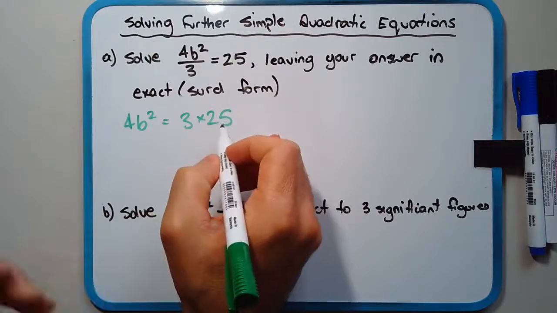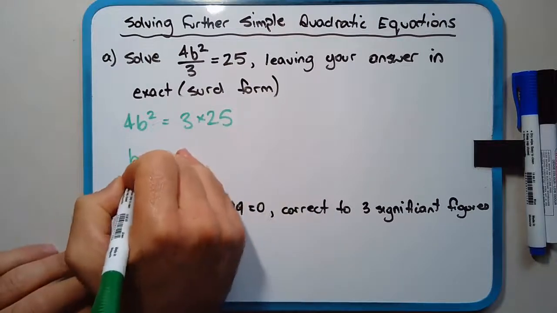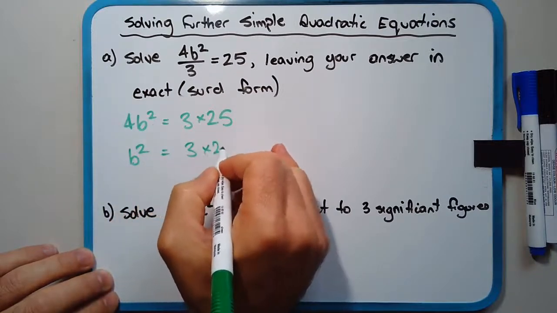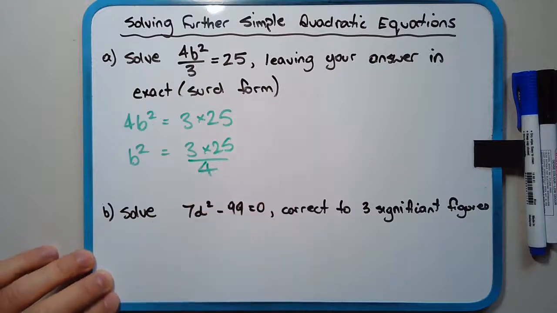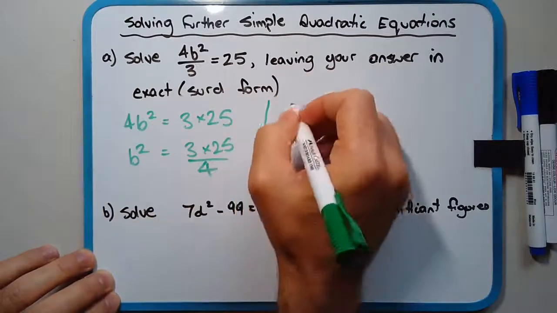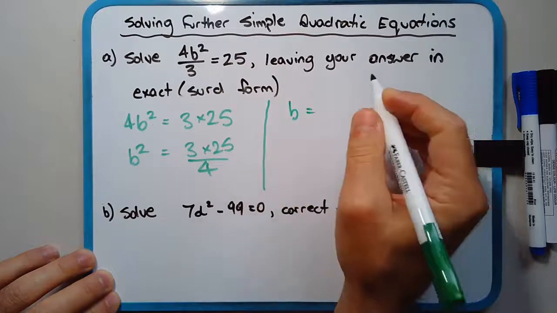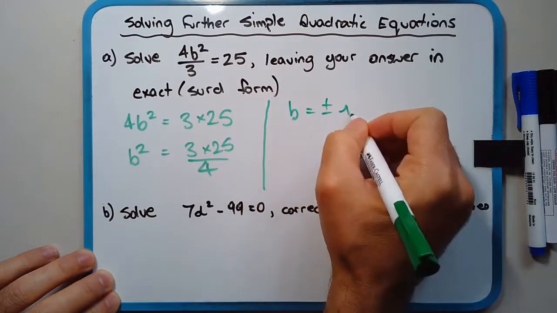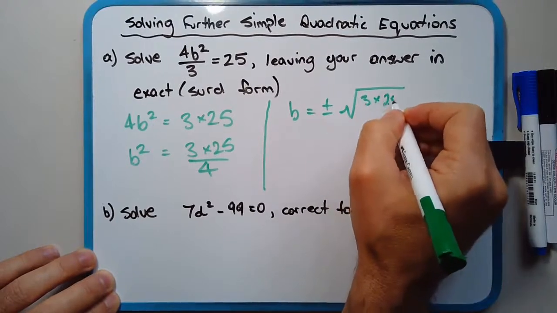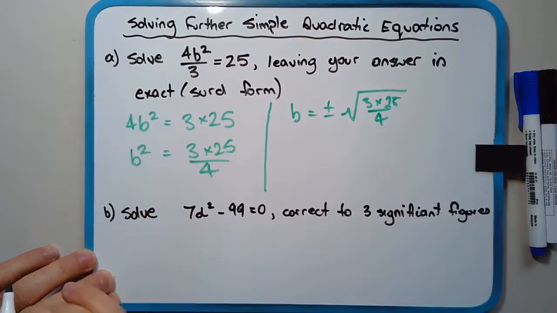And the square root of 25 is simple enough. And also the square root of 4 is also simple enough. So b squared is 3 times 25 over 4. Okay, moving on. Going to take the square root of both sides. So b is equal to plus or minus the square root of 3 times 25 over 4.